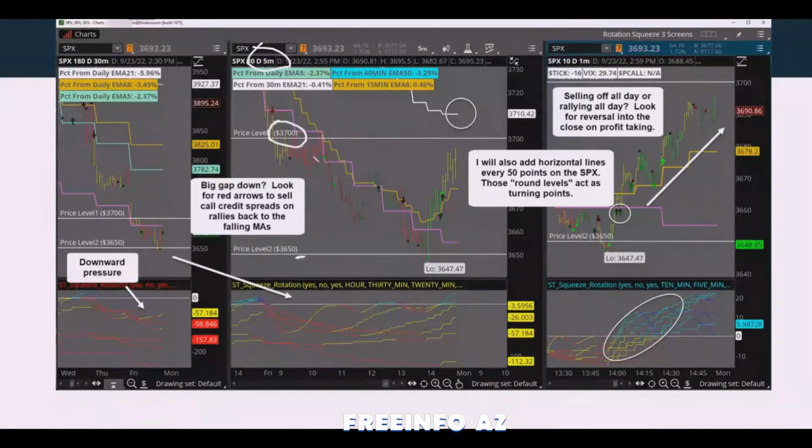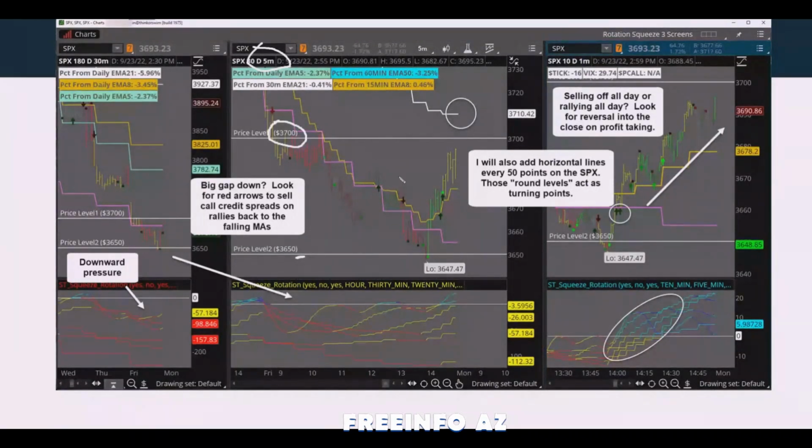Guess what? It also becomes a magnet, because most of the time when hedge funds are hedging, they're not doing the 3785s or the 3690s. They're like, do the 3700s, do the 3650s, those bigger levels. And so they do become magnets.